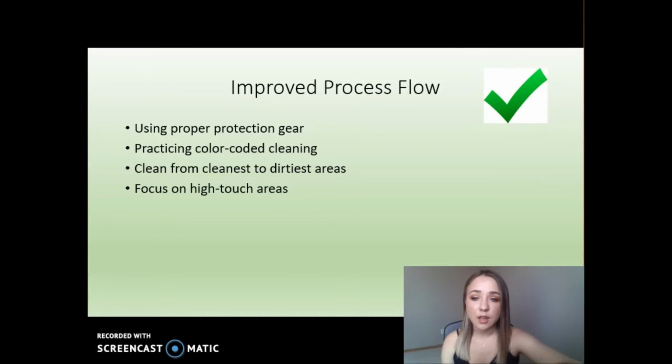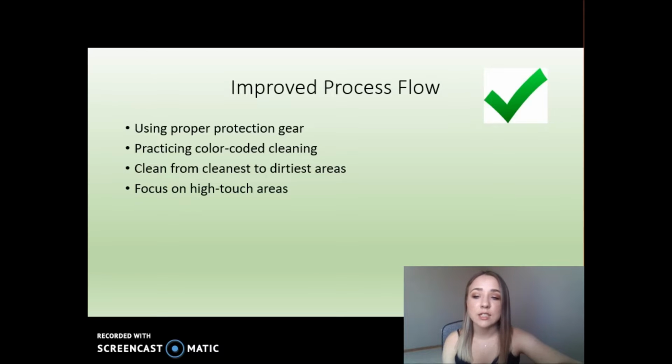Another extremely important improvement would be to use color-coded cleaning supplies. For example, using yellow cloths to wipe down mirrors and red cloths to wipe down high-risk areas like toilets and floors. This idea can be used for mops, brushes, and other cleaning supplies as well. The benefit of this improvement would be to lower the rate of cross-contamination.